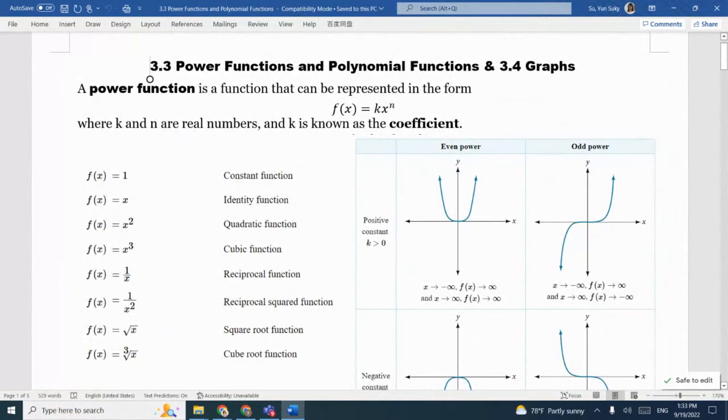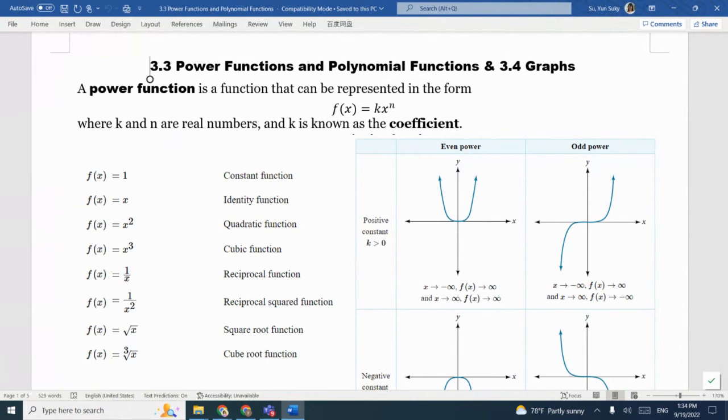Okay, so 3.3 power functions and polynomial functions, and 3.4 graphs. A power function is a function that can be represented in the form k times x to the n, where k and n are real numbers. K is known as the coefficient. So this is the coefficient of x to the n. Okay, so here are some examples. F of x equals 1. Well, this corresponds to n is 0. Do you agree? X to the 0 is 1, so we have a constant function. The constant function is just horizontal lines.